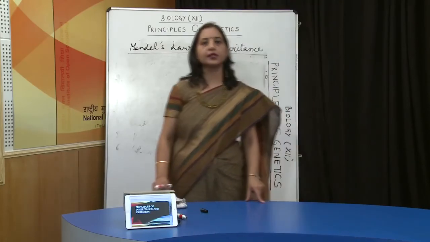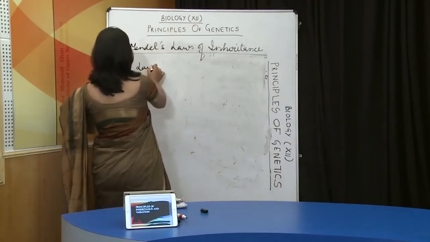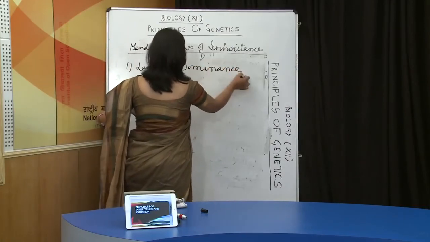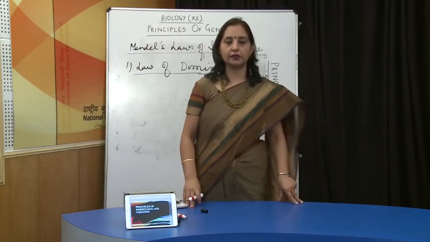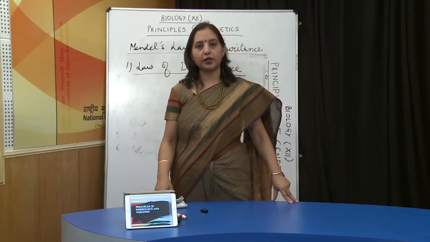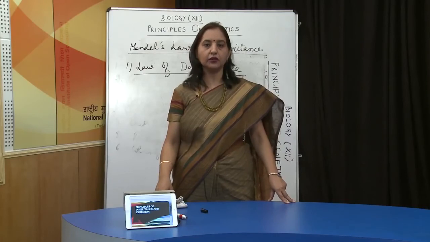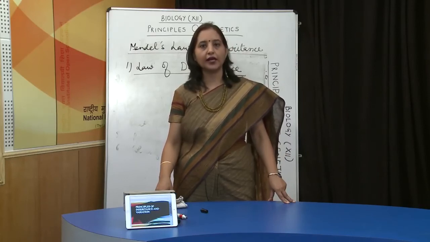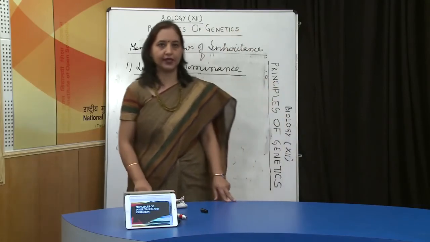The very first law is the law of dominance. According to the law of dominance, out of 2 contrasting pairs of characters, only one appears in the first generation, and that's called the dominant trait. The other one, which remains hidden or which is not expressed, is called the recessive trait. We can understand this with the help of a very simple example.